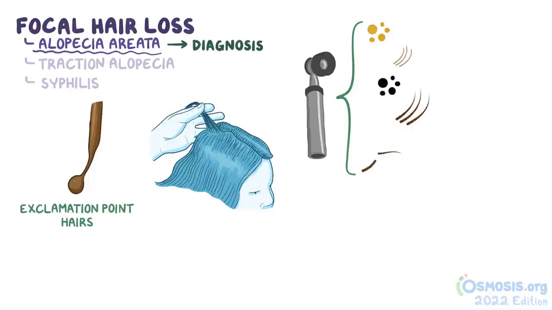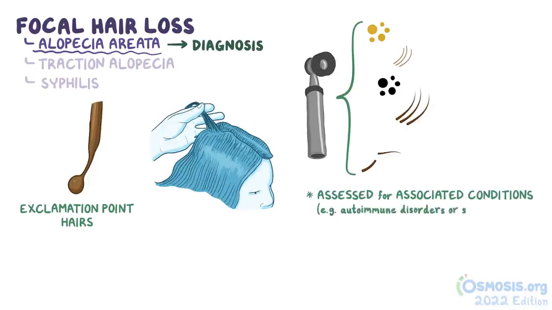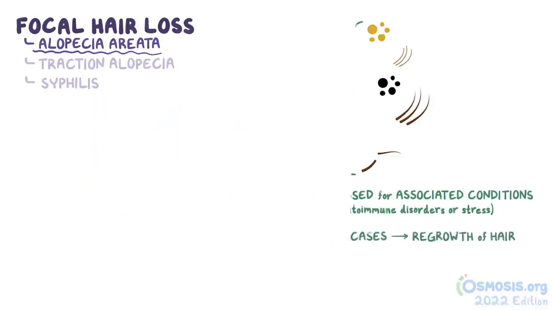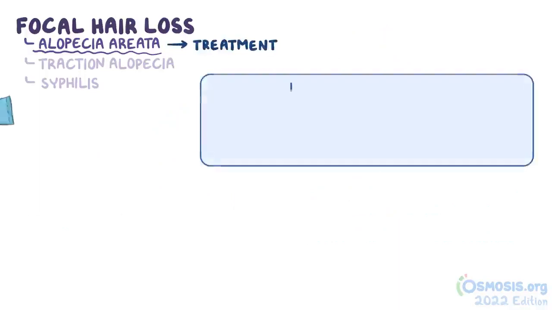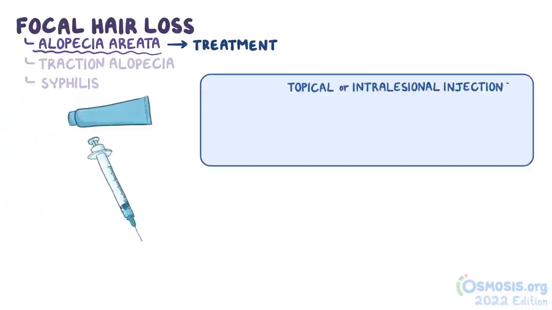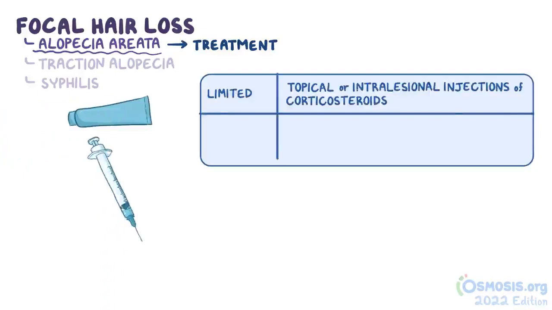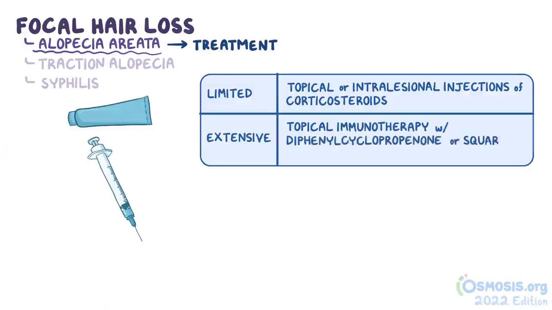In addition, individuals with alopecia areata should be assessed for associated conditions, like autoimmune disorders or stress. In most cases, there's spontaneous regrowth of hair. Individuals who want additional treatment may get topical or intralesional injections of corticosteroids if alopecia is limited, while individuals with extensive alopecia can get topical immunotherapy with diphenylcyclopropenone or squaric acid dibutyl ester.